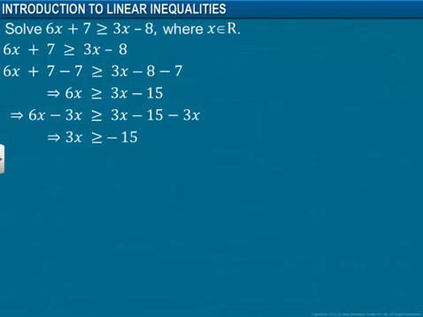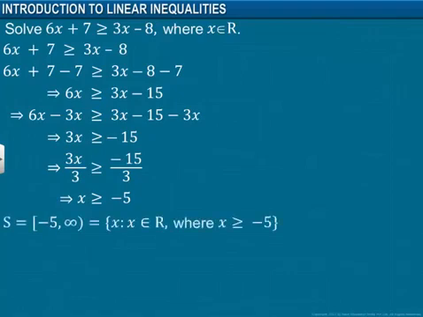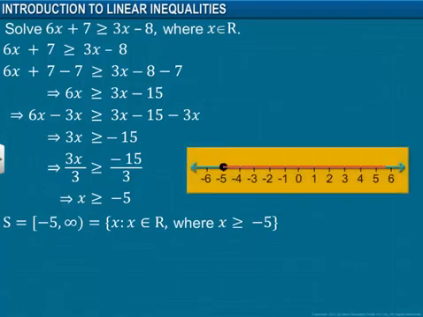Next, to make the x coefficient 1, we divide both the sides of the inequality by 3. We get the solution as x greater than or equal to -5. The solution set of the inequality is as shown. The graphical representation of the solution is as shown. Here the solution includes the number -5.